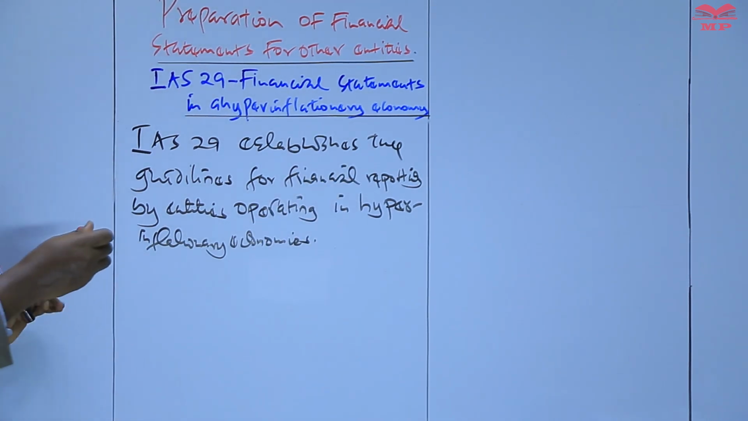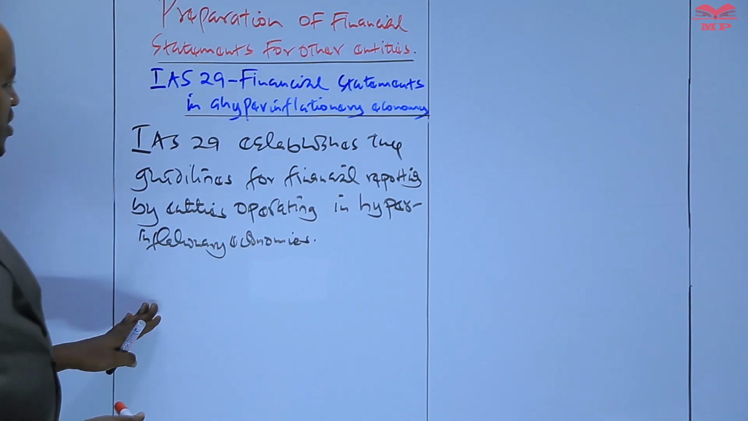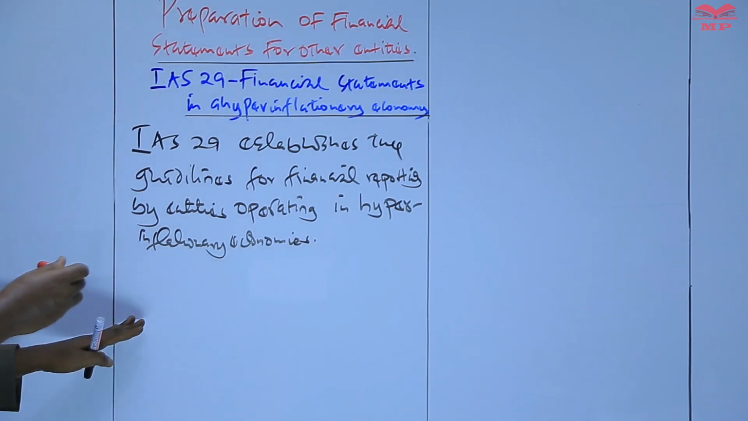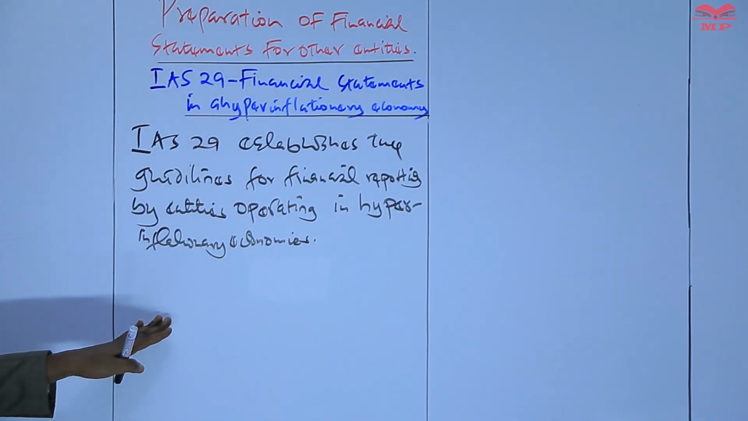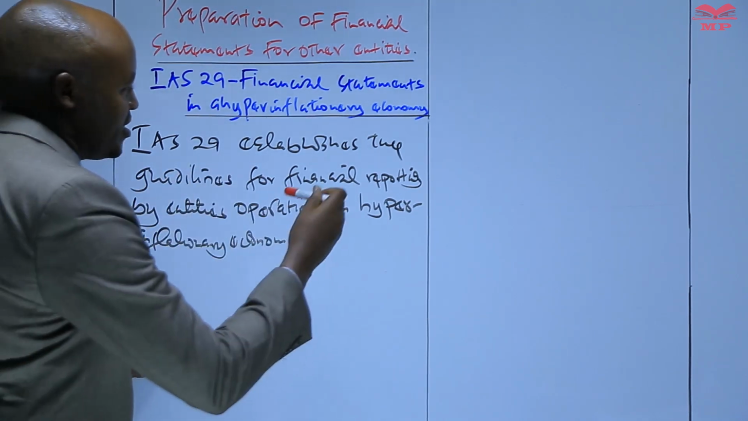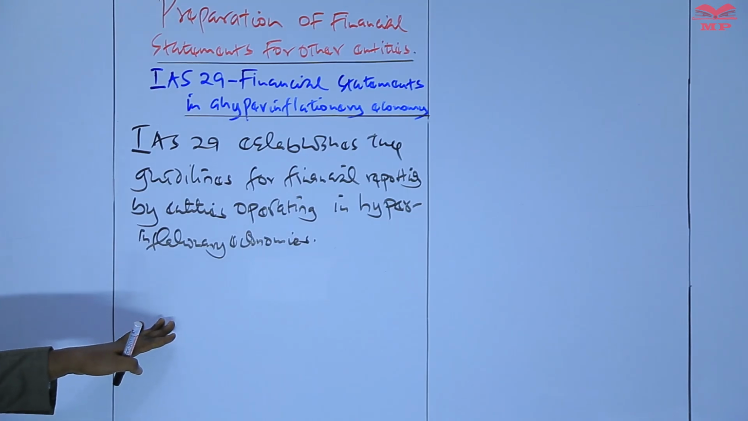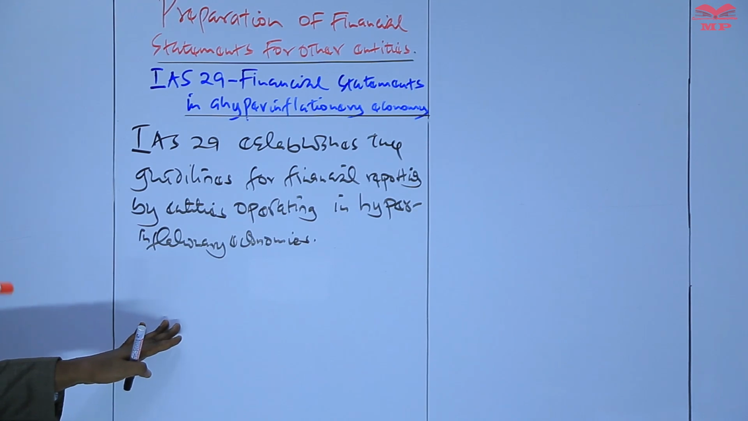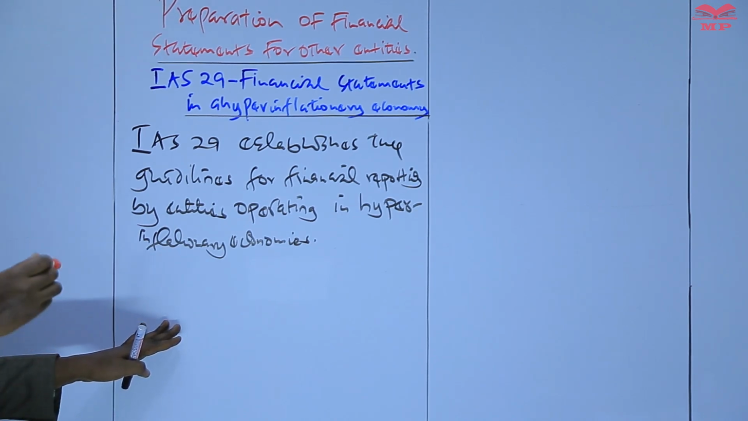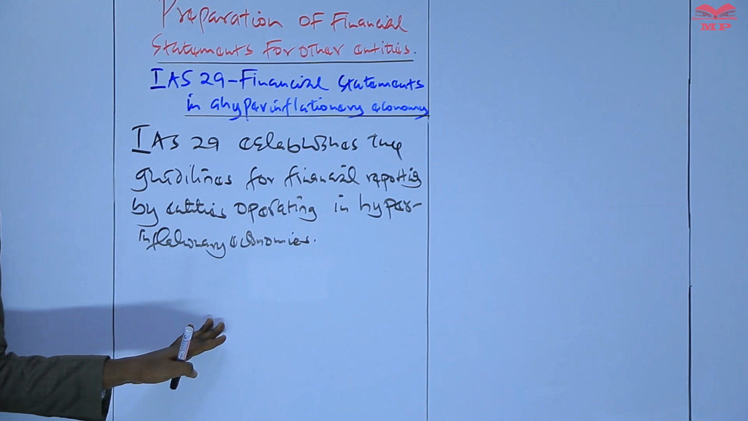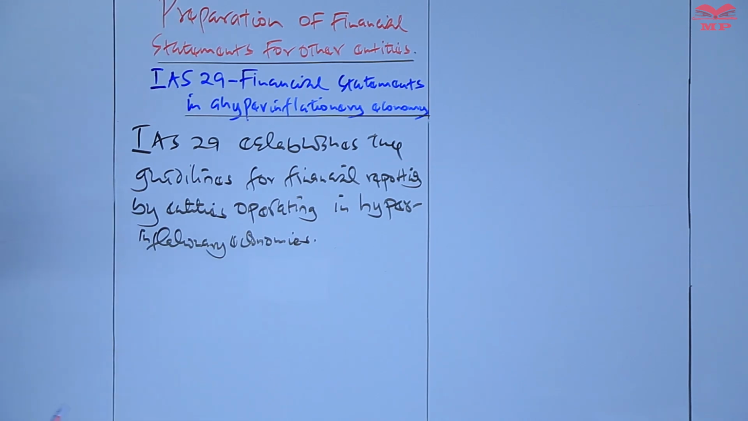So meaning that the main objective of International Accounting Standard number 29 is to establish guidelines to be followed by entities or companies operating in hyperinflationary economies when preparing their financial statements. And therefore, IAS 29 ensures that entities operating in hyperinflationary economies provide financial information that is reliable, relevant, and also what?